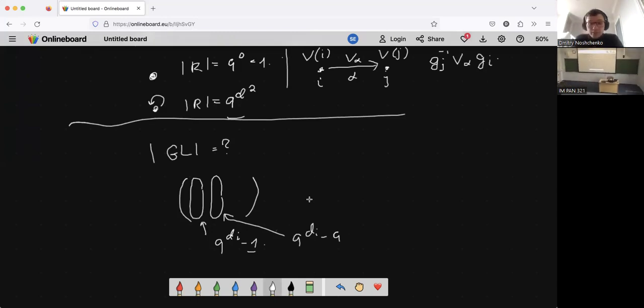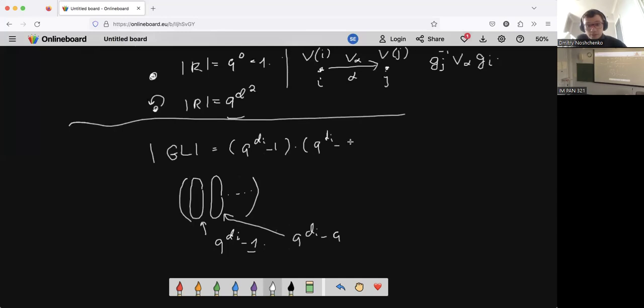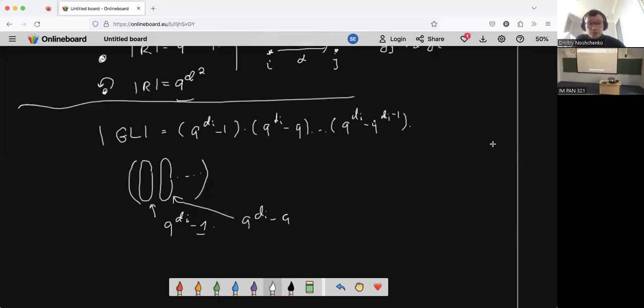And similarly, if one continues all the way to finish this matrix, one arrives at a formula which looks like a finite product. This is the number of possibilities for the first column, which was q to the power d minus 1, times, for the second column, we exclude the first column, and so on. Finally, it would be q^d minus q^(d-1). So this is the size of GL.